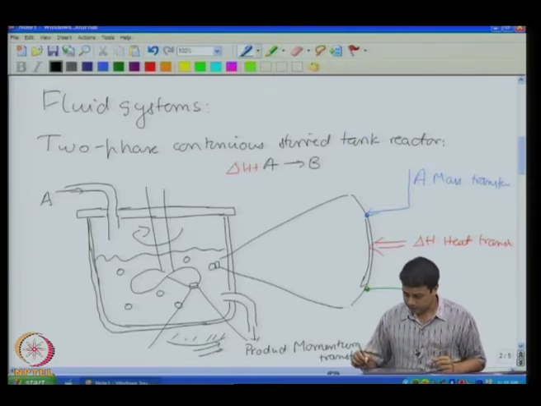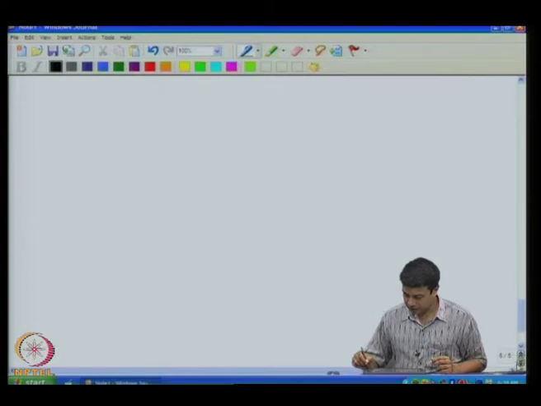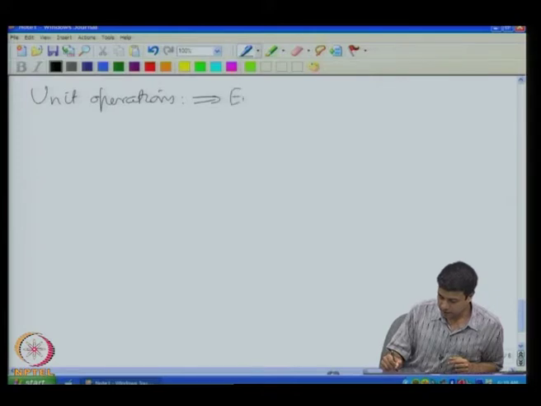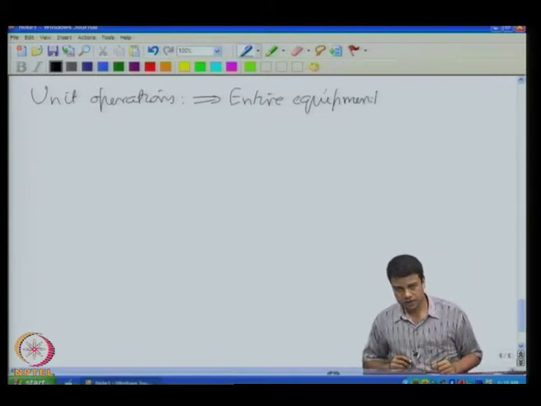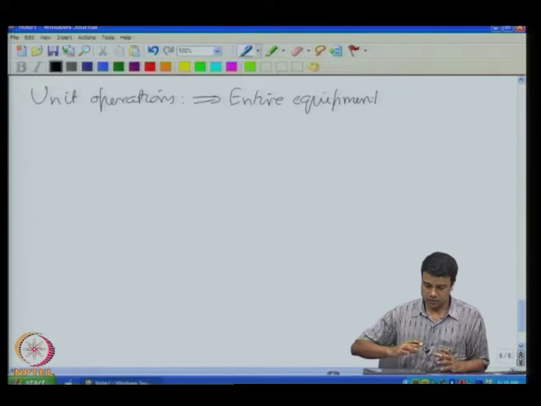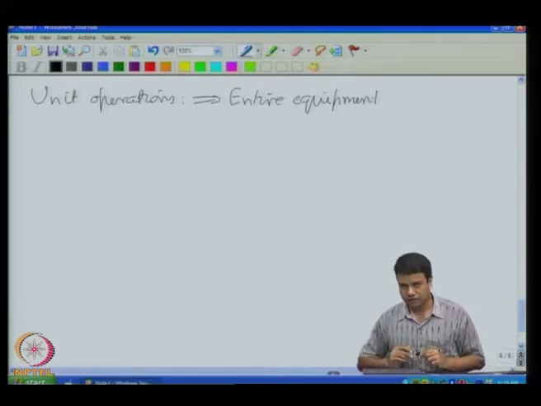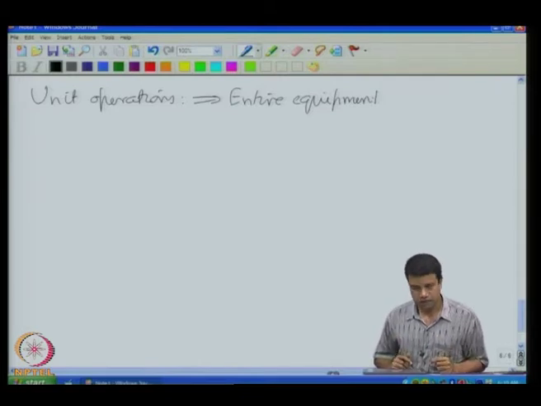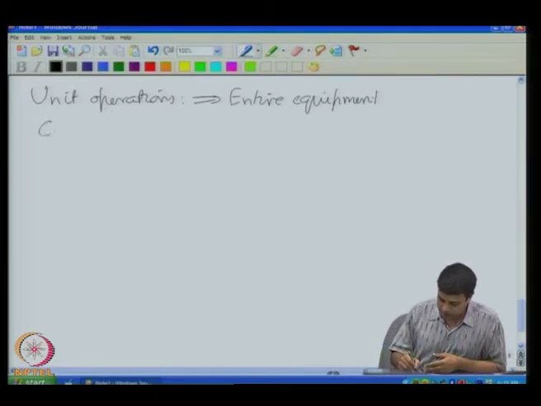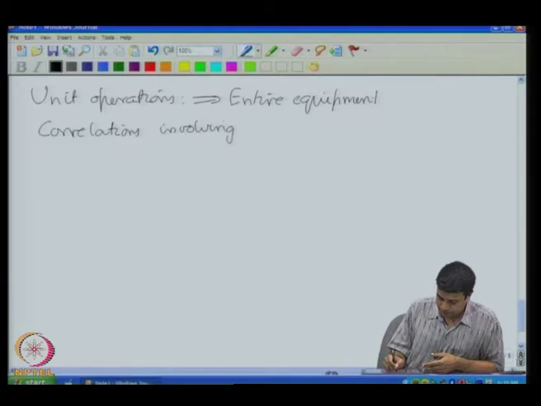Now, at the level of unit operations, these things are written for the entire equipment. For example, for the shell and tube heat exchanger that I had earlier, what one would do is write down an equation which tells you how the transport rate depends upon the average difference between the temperature on the shell side and the tube side. So, these are usually written in the form of correlations involving dimensionless variables.